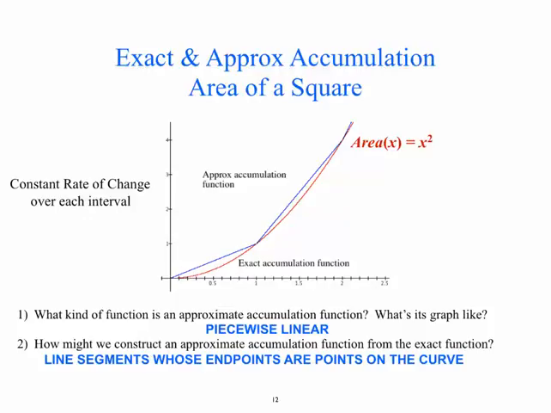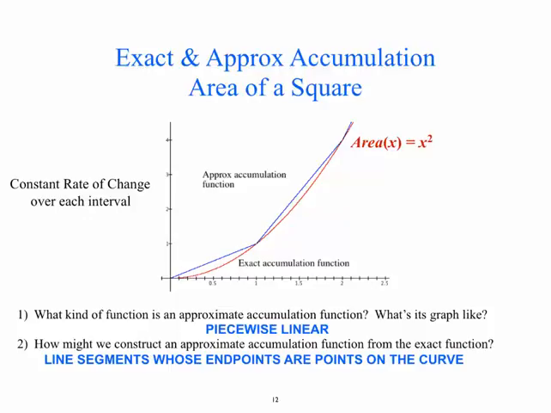Okay, what if we wanted to make the approximate accumulation function better? Is this a good approximation of our exact accumulation function? Right, especially in that first interval, it's too high most of the time. The accumulation is too high. And so how can we make a better approximate accumulation function?